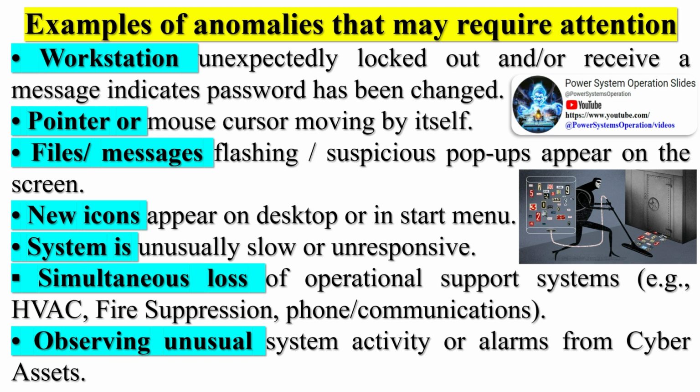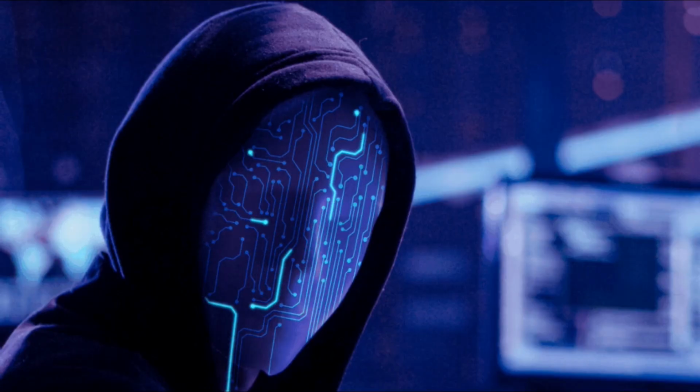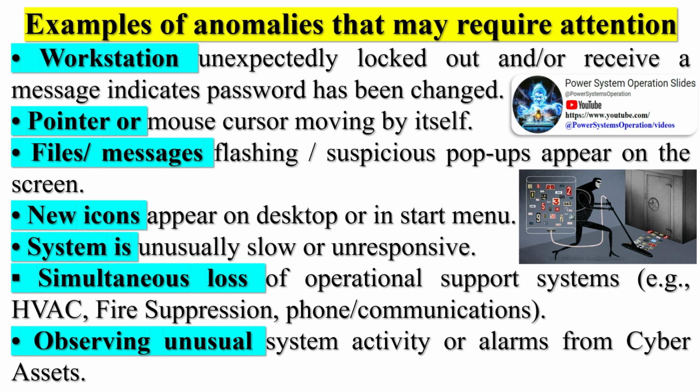Examples of anomalies that may require attention. Workstation unexpectedly locked out and/or receive a message indicating the password has been changed. Pointer or mouse cursor moving by itself. Files, messages flashing, suspicious pop-ups appear on the screen. New icons appear on desktop or in Start menu. System is unusually slow or unresponsive.